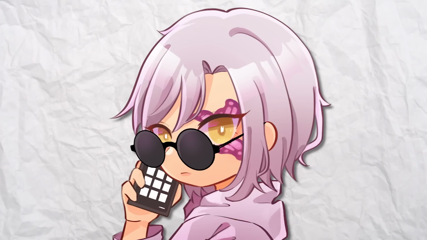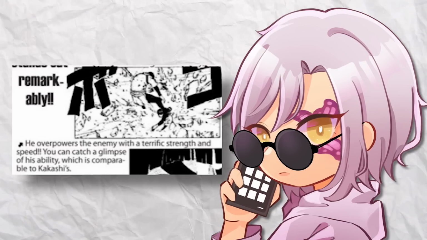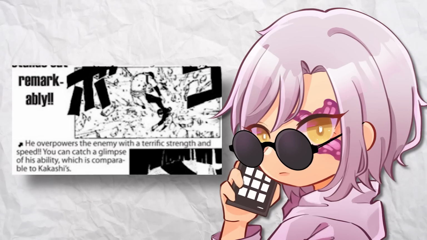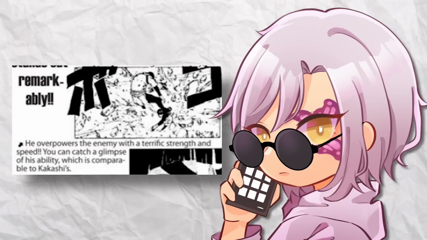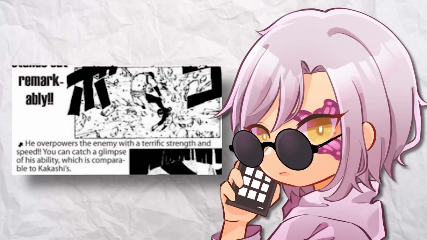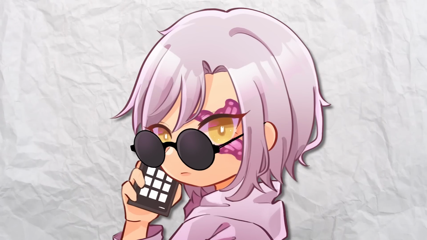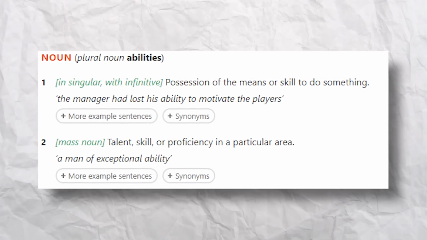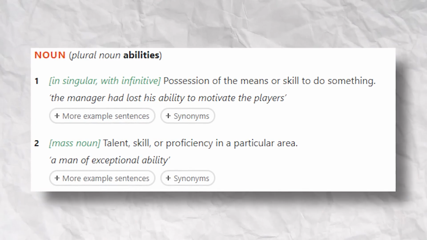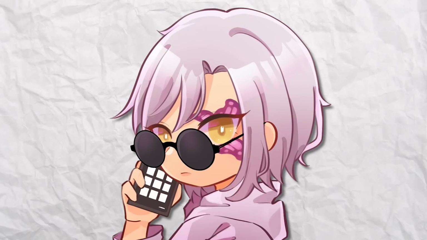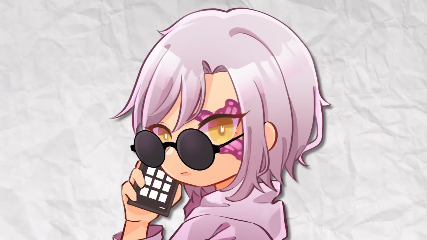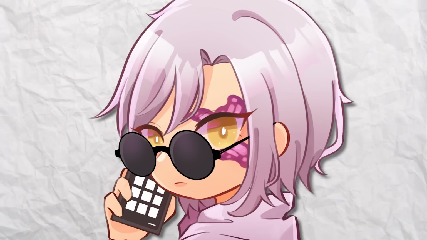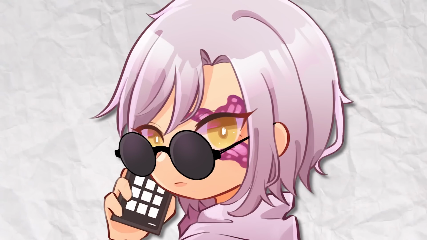The character files of databook 1 say about Guy: he overpowers the enemy with terrific strength and speed. You can catch a glimpse of his ability, which is comparable to Kakashi's. Both definitions of ability by Oxford Languages are either possession of the means or skill to do something, or talent, skill, or proficiency in a particular area. Considering Guy is a fighter who only kicks and punches, his ability being comparable to Kakashi's should mean they are around the same speed and strength.